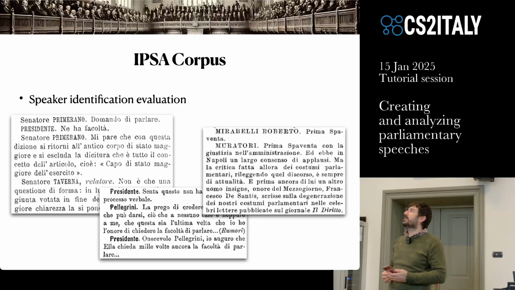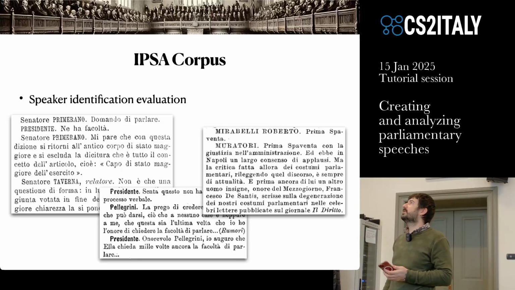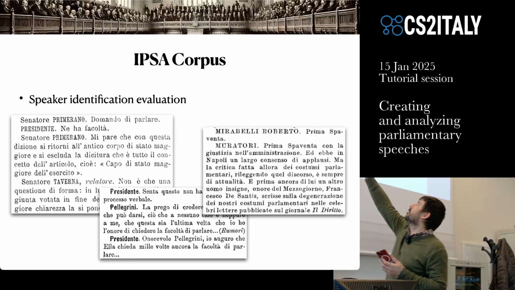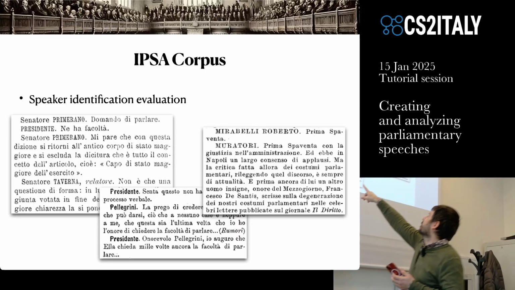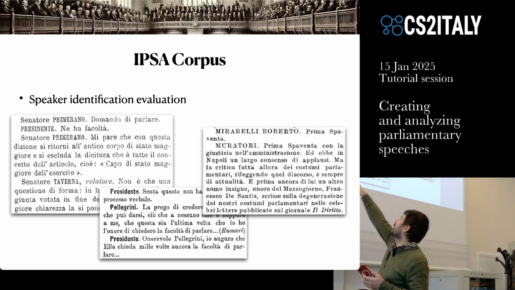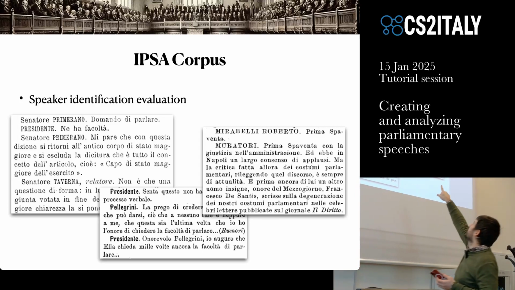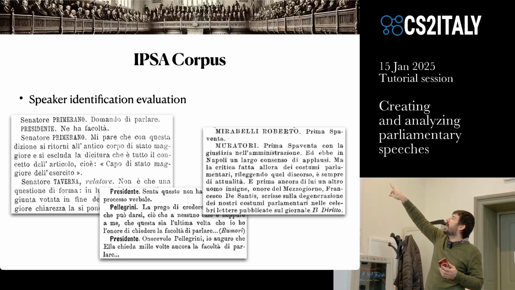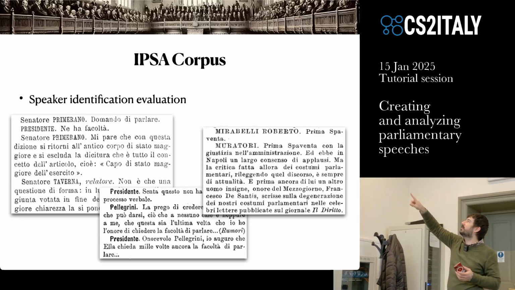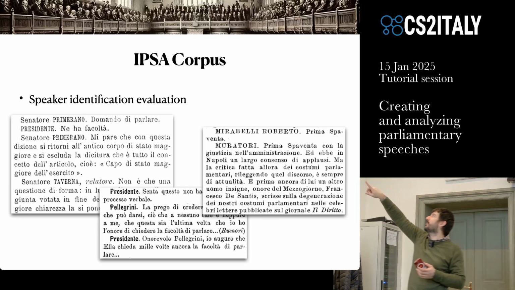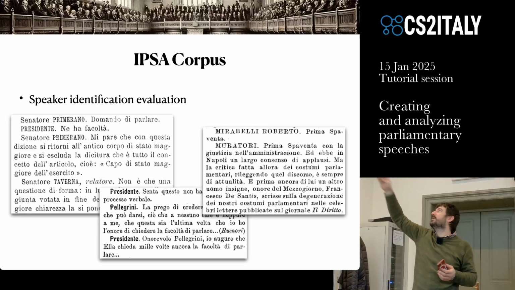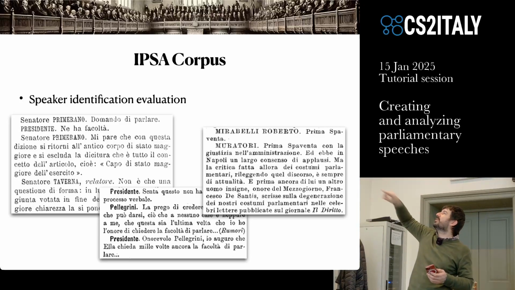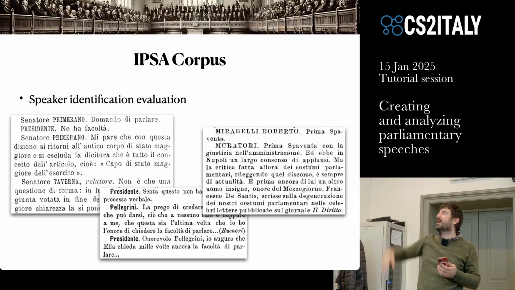We also evaluate the speaker identification. It's not an easy task because sometimes it's, for example, senatore primerano or presidente, or sometimes there is only the surname, Pellegrini. Sometimes there is the surname, all uppercase, and if there are ambiguities, they put also the name. So Mirabelli, Roberto, because probably for this legislature there were more than one Mirabelli, and so they also put the name. So it's very hard to get.